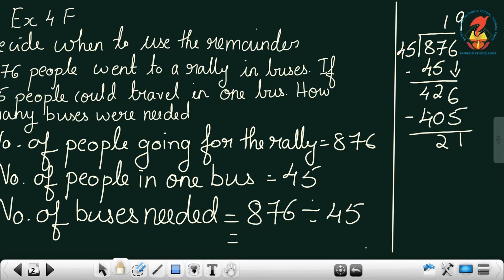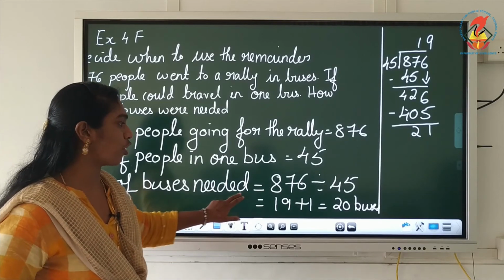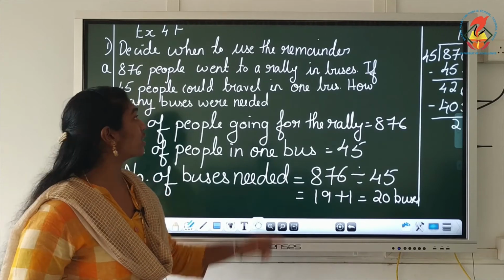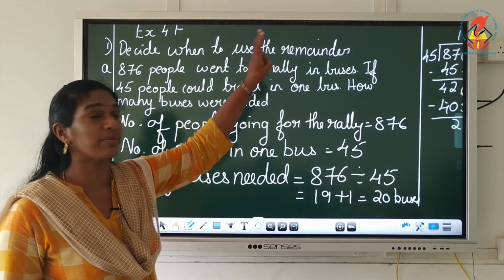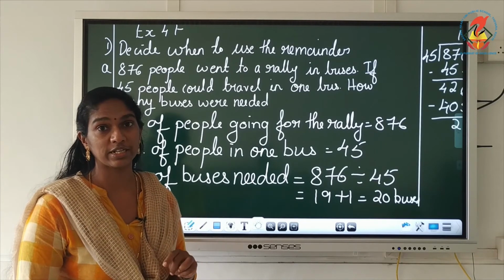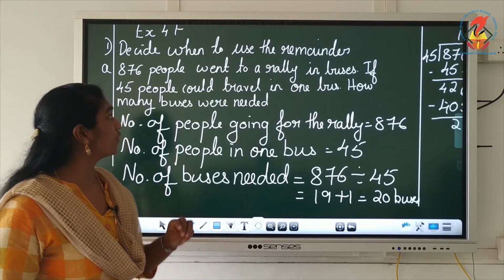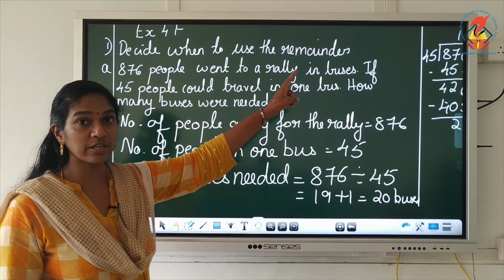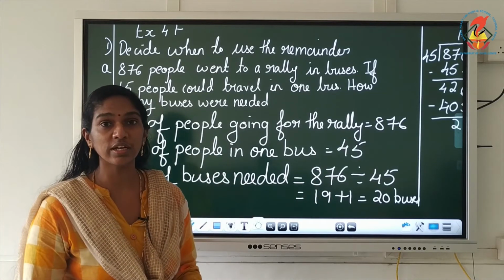So total how many buses do they need? They will need 19 plus 1 equal to 20 buses for all the 876 people to go. Understood? That is why they gave you in the beginning: decide when the remainder has to be used. When we have to use the remainder. Understood? We have to decide when to use the remainder. Understood, children? So here in this question we have used the remainder.